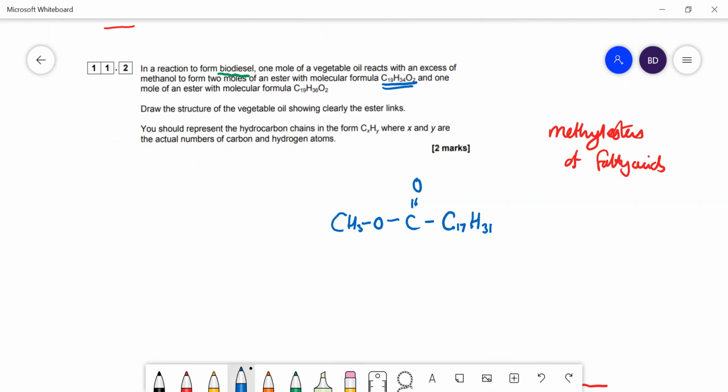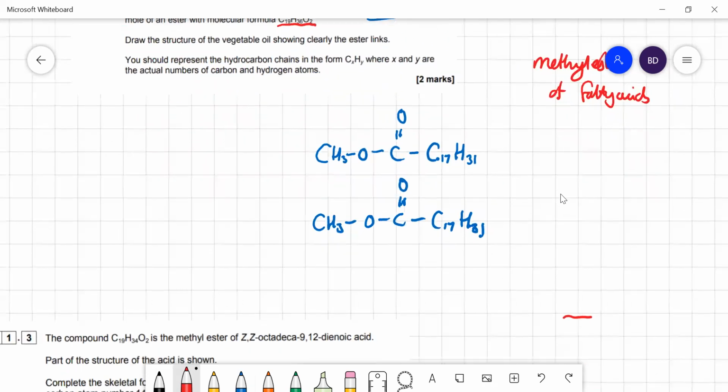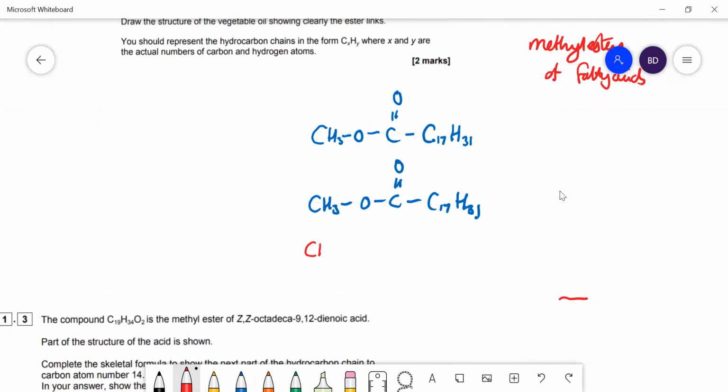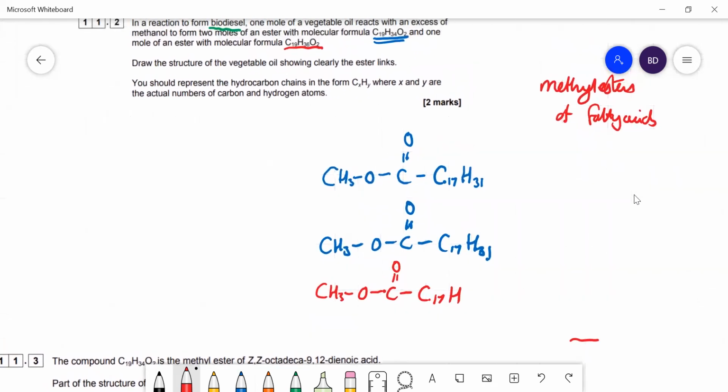I'm going to draw 2 of those. And the other one, which I'm going to draw in red here, has 2 more hydrogens than that one. So that's going to be like that, CH3O, C double bond O, C17H, and it's going to be H30. Lost 3, that's 36 there, so it's H33.